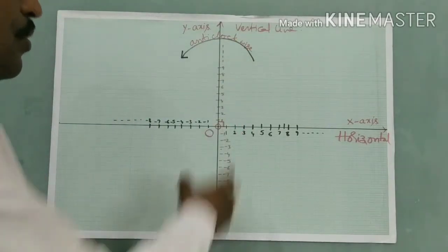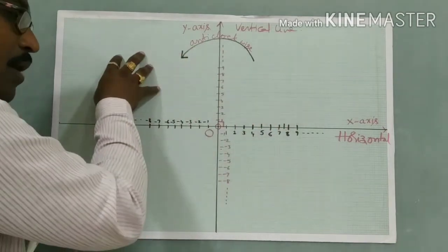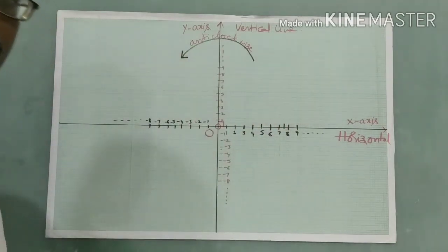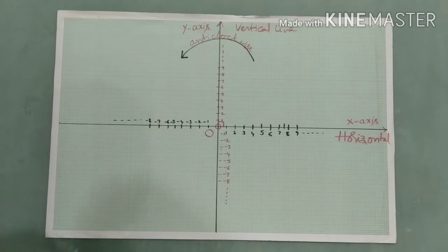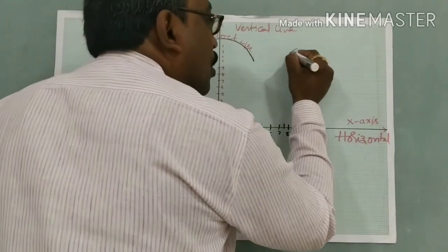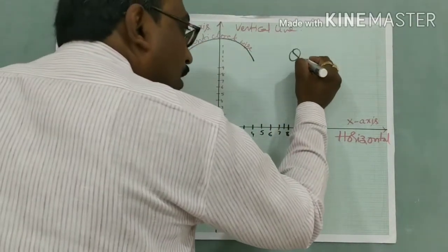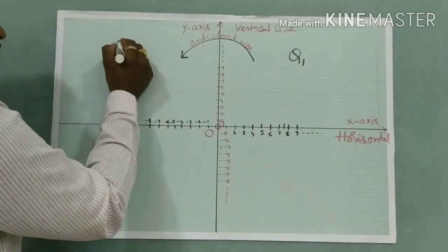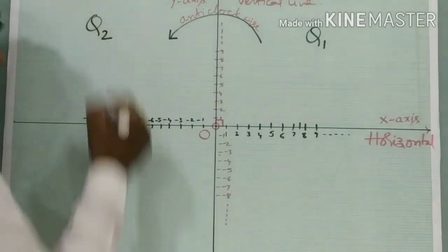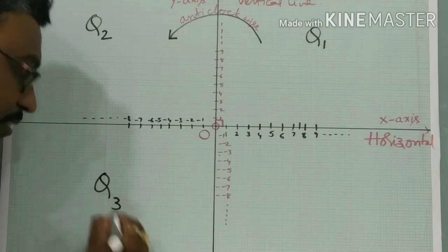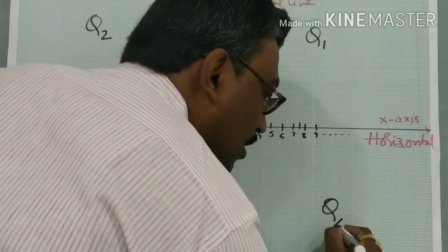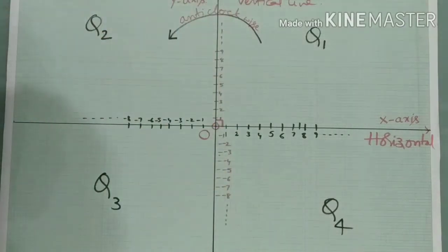Now it is divided into 4 parts. Part 1, part 2, part 3, part 4. Each part is known as a quadrant, denoted by the letter Q. So this is Q1, quadrant 1, and this is quadrant 2, and this is quadrant 3, and this is quadrant 4. 4 quadrants are divided.